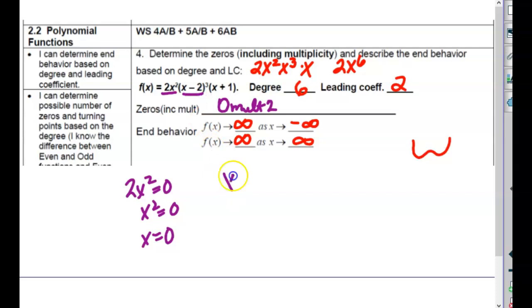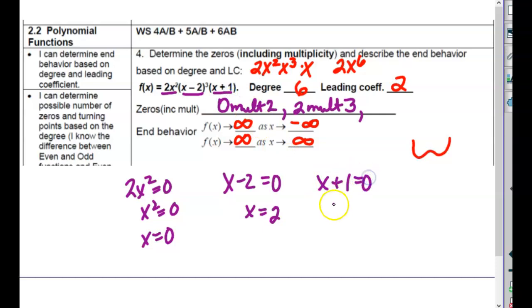Now if I look at the second one, x minus 2 equals 0. That's x equals 2. And that one is multiplicity 3. And then back here we had x plus 1. So we'd get negative 1, and that one's just multiplicity 1, which you really don't have to write. But remember, your multiplicities should add up to your degree. Does that help? Remember that check? Okay. Any questions about that?